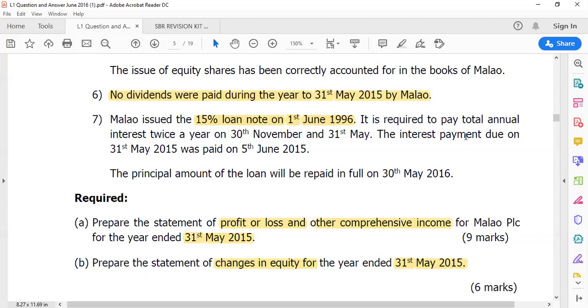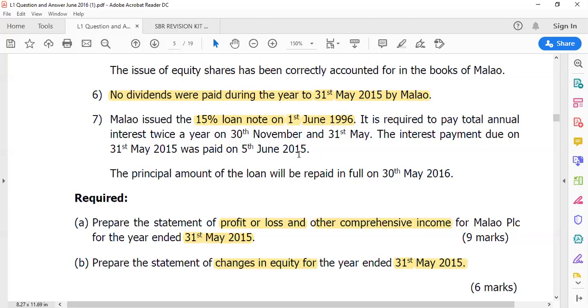It is required to pay total annual interest twice a year on 30th November and 31st May. The interest payment due on 31st May 2015 was paid on the 5th of June 2015. We don't care. You see, the examiner is telling you, I don't know why these examiners think students are blind. It is easier for you to fail this working if you don't know the principle. The principle is called the accruals concept.